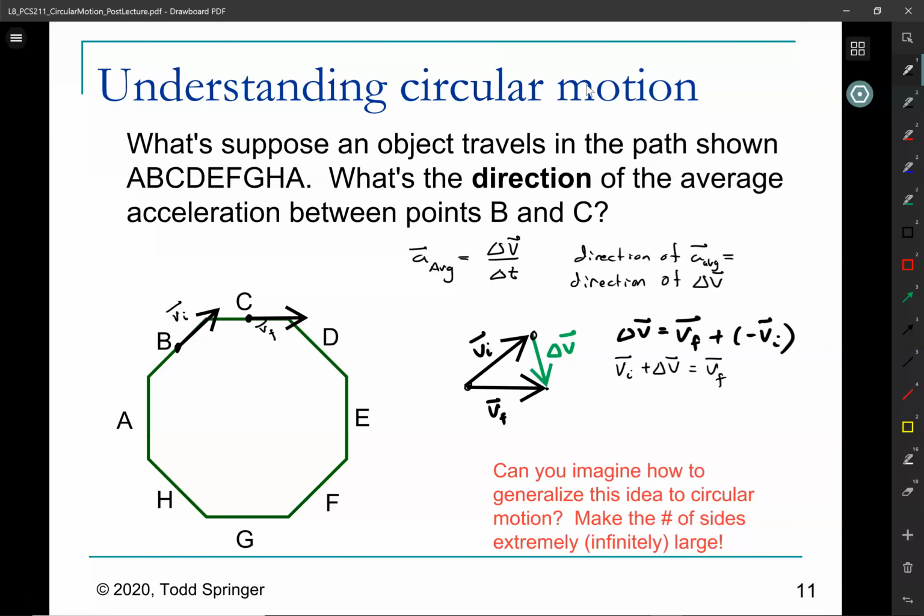And so that means that the direction of the acceleration here is pointing sort of down and to the right. And the question is, where should I draw this on the diagram? If it's the average direction of the acceleration between points B and C, well, where is the acceleration happening? It's happening right here. So if I were to draw that, it would be something like this. That would be the direction of the acceleration, A.